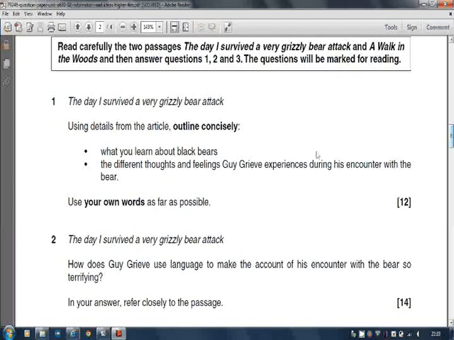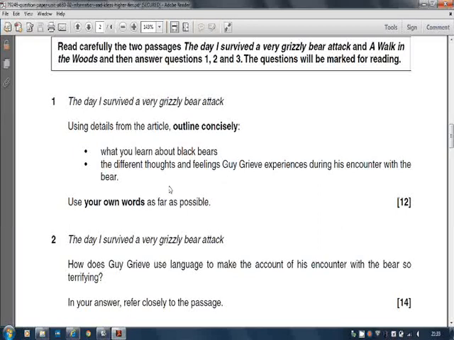If we look at question 1, I can answer question 1 simply by reading the first paragraph, seeing if that's got anything to do with the question. And you've seen in previous videos how you isolate the keywords, so the thoughts and feelings that he has and what we learn about black bears, and you can simply start writing straight away.